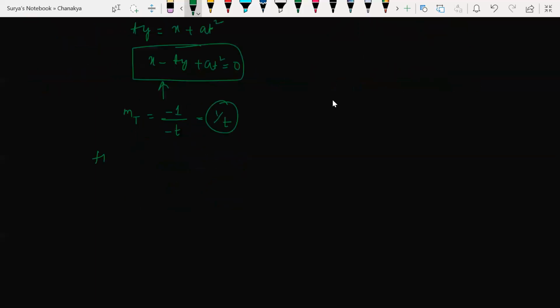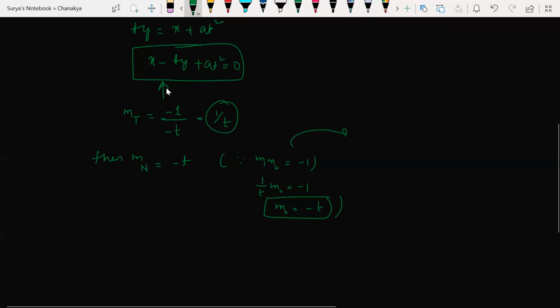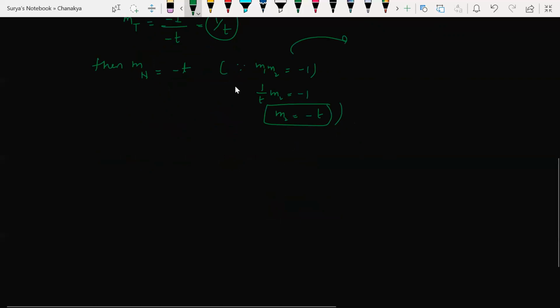Then what will be the slope of the normal? Minus t. Correct or not? Since we know that m1 m2 is equal to minus 1, m1 is 1 by t, and m2 I don't know, so I find m2 as minus t, as per this condition. Why are we using this condition? Because a tangent and normal are perpendicular to each other. Correct? Hope it is clear. I will not waste much time here.